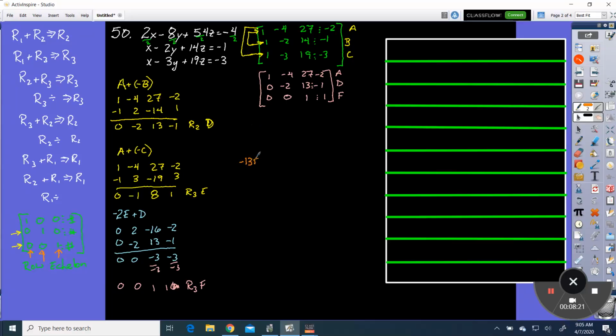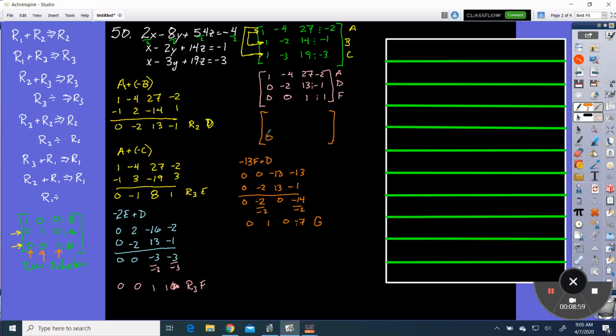Okay, so what I'm going to do is go negative 13 times F and add it to D. Okay, so that's going to look like this: 0, 0, negative 13, negative 13. And D is 0, negative 2, 13, negative 1. So when I add those together, I get 0, negative 2, 0, negative 14. I'll divide these all by negative 2. And I get 0, 1, 0, 7. So we're going to call that G. And that row is done as well.